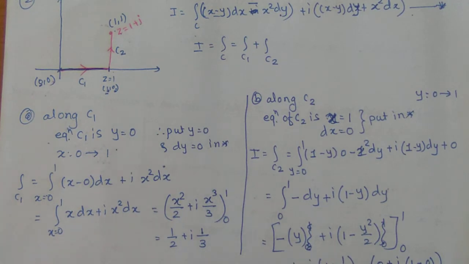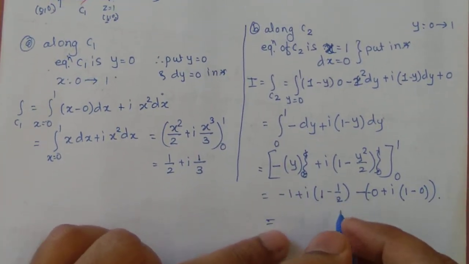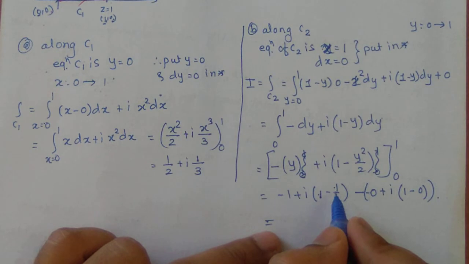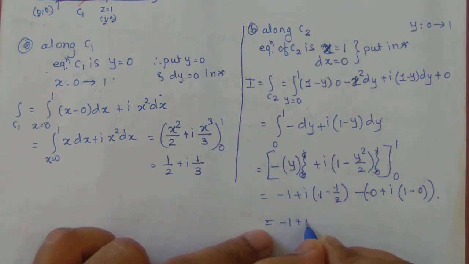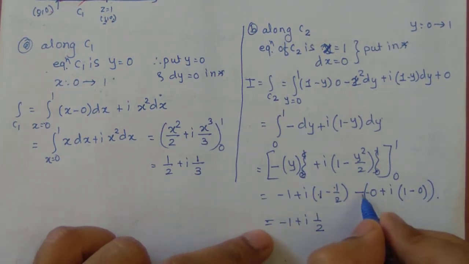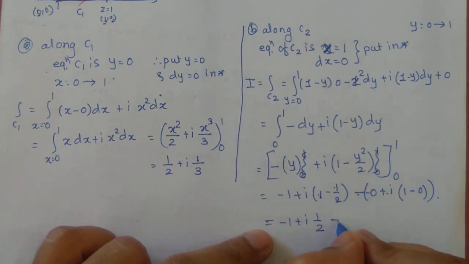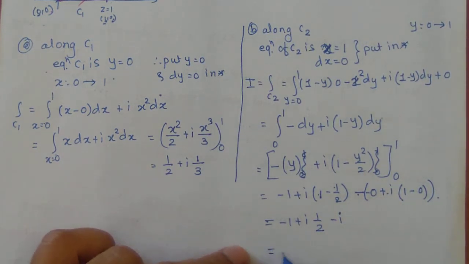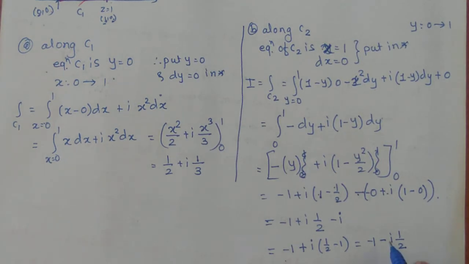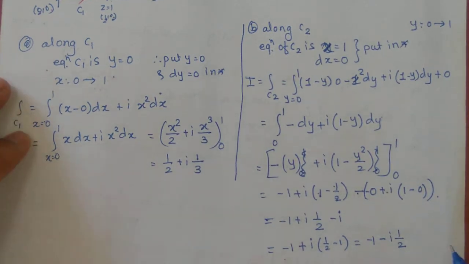So this is equal to 2 into 1 is 2, 2 minus 1 is 1. So minus 1 plus i into 1 by 2. Now this minus and this becomes minus i. So it is minus 1 plus i into the bracket (1 by 2 minus 1)... so hence this is minus 1 minus i into 1 by 2. So this is the value for the second integral.